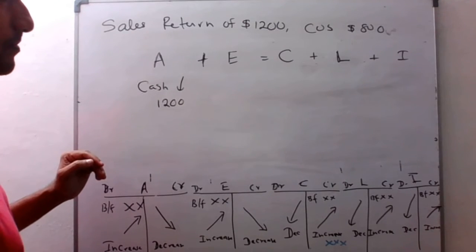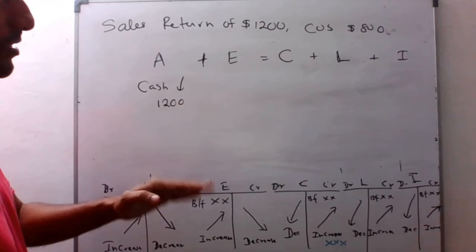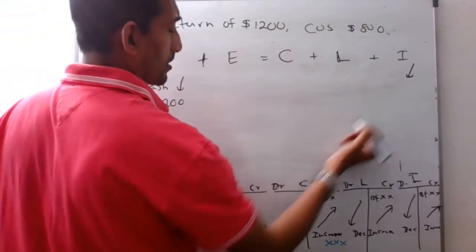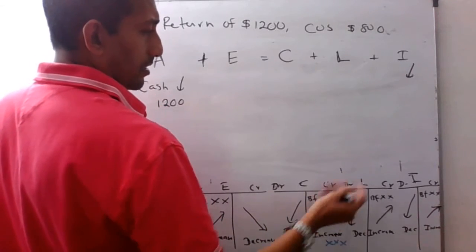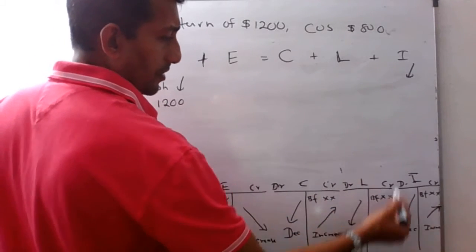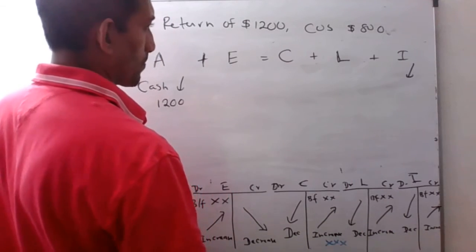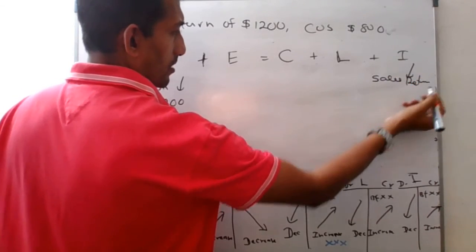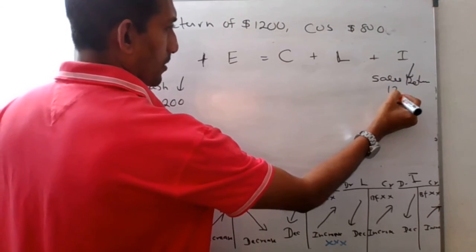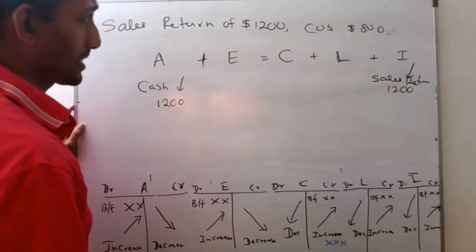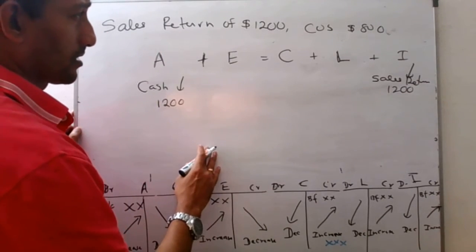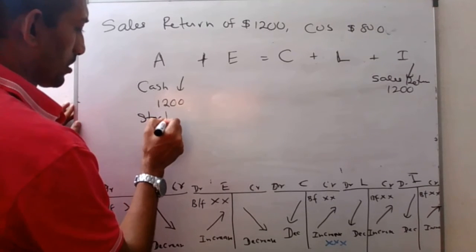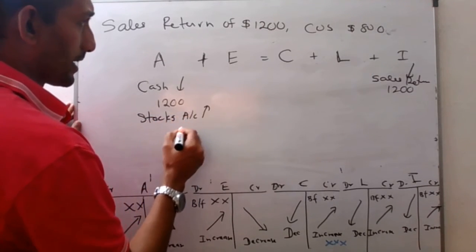At the same time, income is also reducing. So when the income is reducing, we know that if it is an income reducing, we need to debit it. So here we call sales returns and that is going to reduce by 1,200. So at the same time, cost of sales, we are receiving our stocks back. So our stock account will increase by 800.